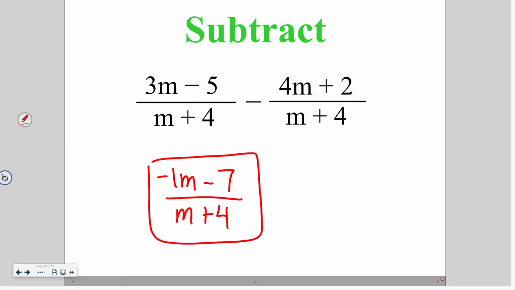We already had our common denominator, so we simply needed to subtract the numerators. 3m minus 4m gives me a negative 1m. Negative 5 minus 2 gives me negative 7. Nothing to simplify, so I have negative 1m minus 7 over m plus 4.